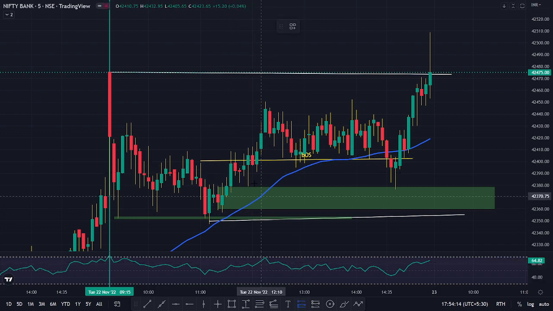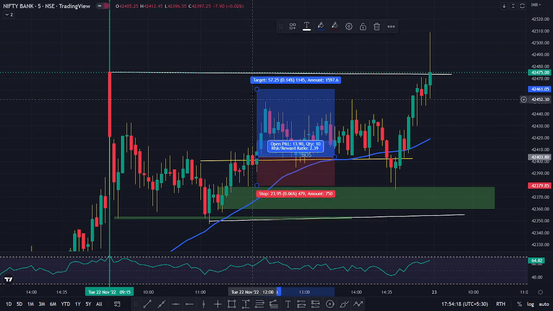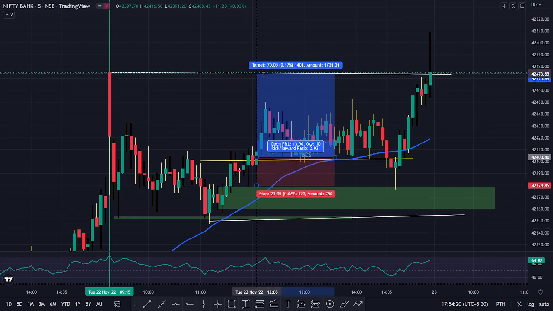Now, what I did was that I took my trade here and I expected the market to go till here, which is the day's high. Now, what happened is that if you notice this, my analysis was correct, which means that I expected the market to go high till it touched the day's high, which of course happened in the later part of the day.